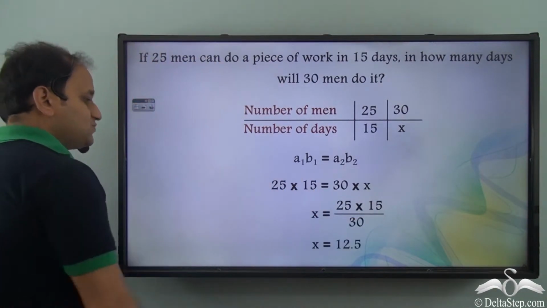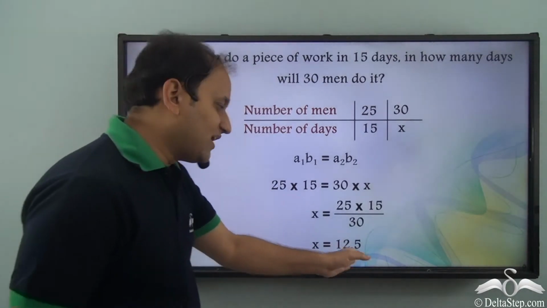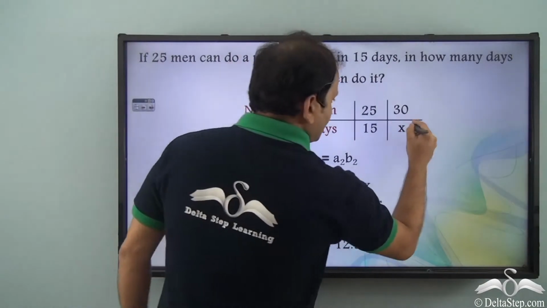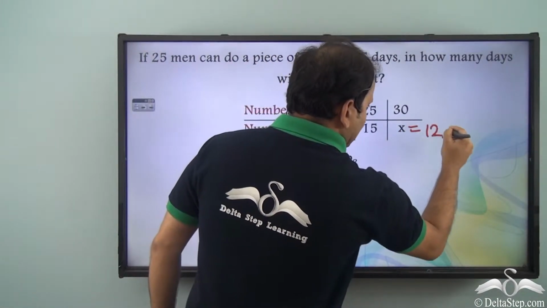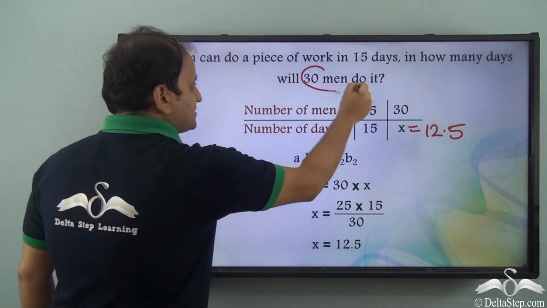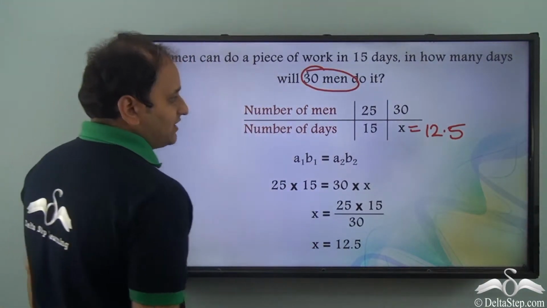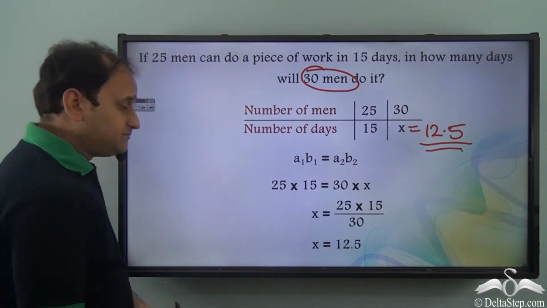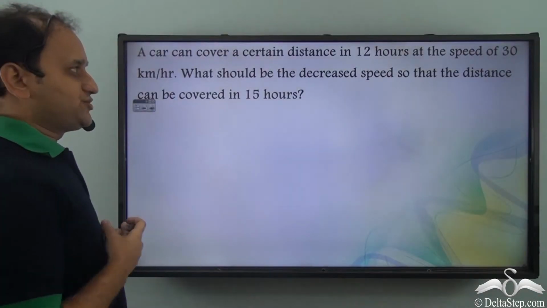Now if we solve this, what do we get? x is equal to 12.5. So if we have 30 men for the same work, then they will take 12.5 days to complete the work. Now we have another question here.